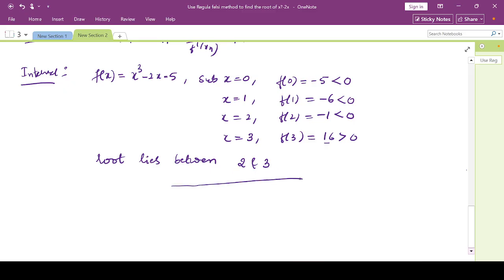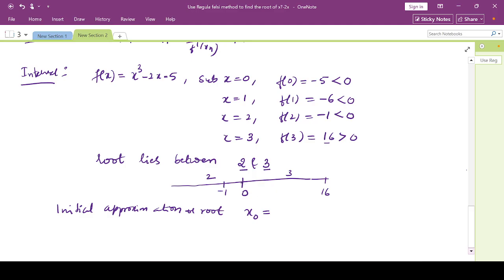As you know, we then draw the number line. By substitution of 2, you will get minus 1 on the left side. By substitution of 3, you will get 16. In the Newton-Raphson method, first we need an initial approximation, or initial root. So what is the initial root we are going to consider? Here we have two options, 2 and 3.